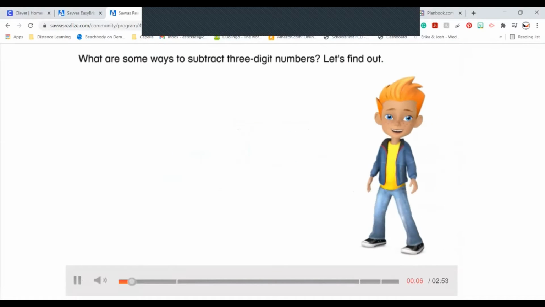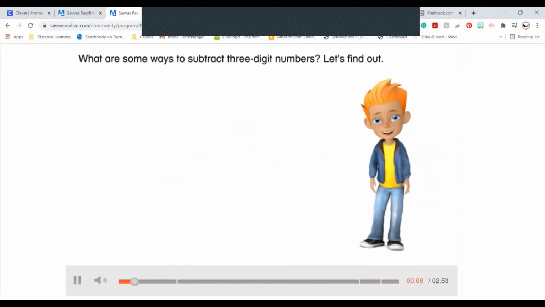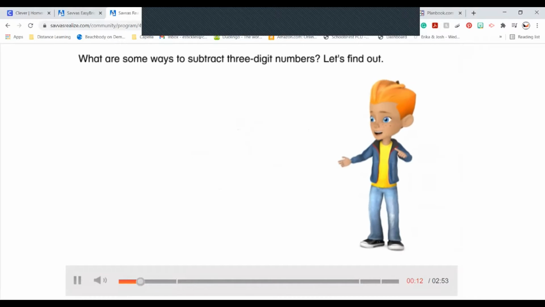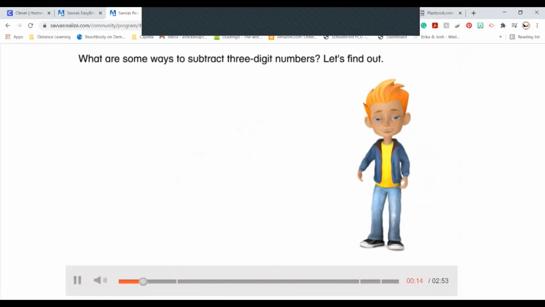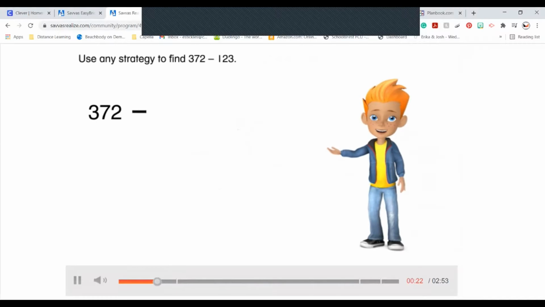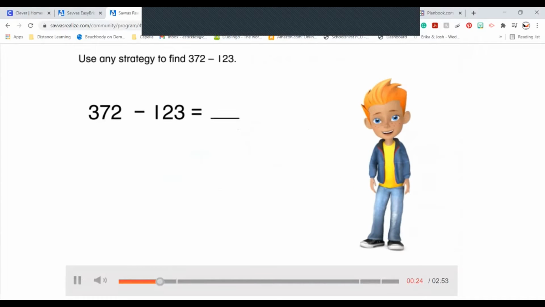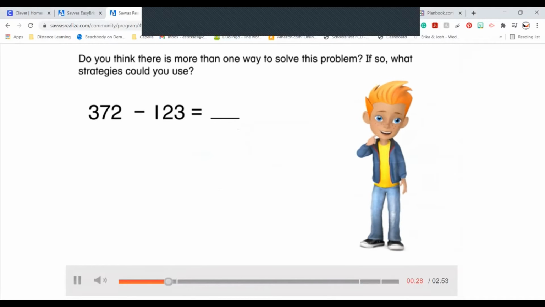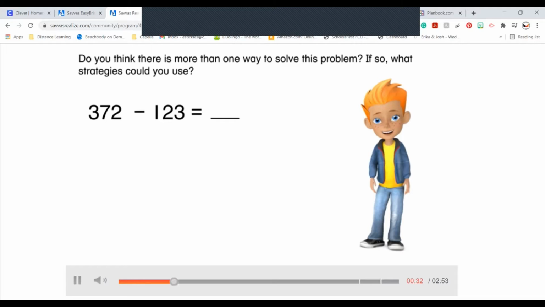What are some ways to subtract three-digit numbers? Let's find out. I'm all about finding out new things. Use any strategy to find 372 minus 123. Do you think there is more than one way to solve this problem? If so, what strategies could you use?